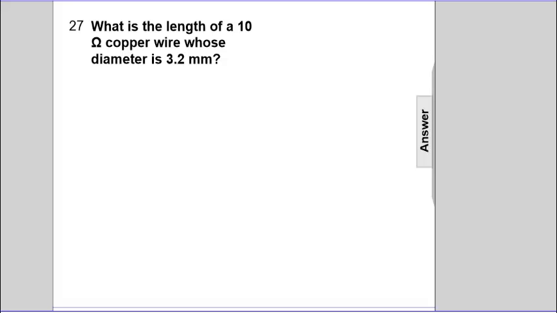the length of 10 ohms of copper wire whose diameter is 3.22 millimeters. Uh-oh, so we have one of these diameter problems. Let's give this a shot. Let's define what diameter is. Diameter is still 2 times the radius.